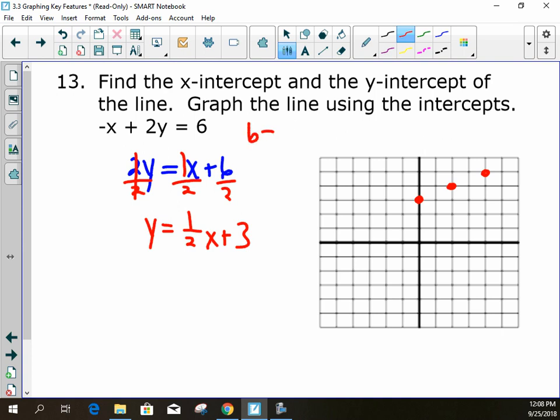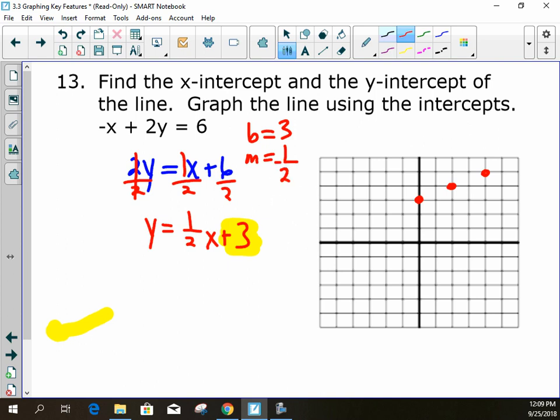I know my y-intercept. What's my y-intercept, kids? 3, yes. Your y-intercept is the number that is all by itself. If they want to know the slope, what's my slope? 1/2. It's 1 over 2.